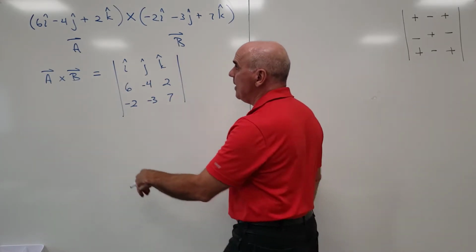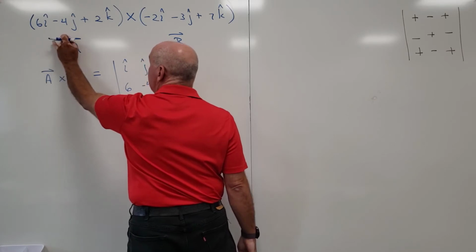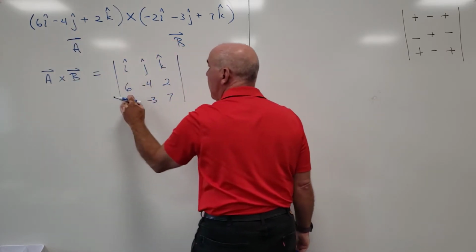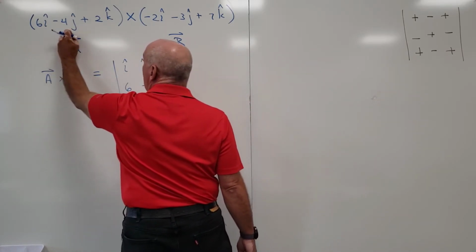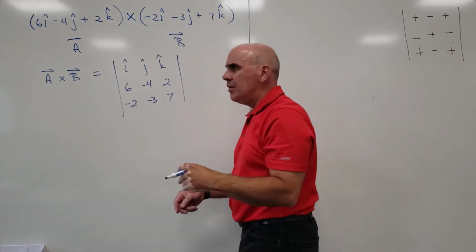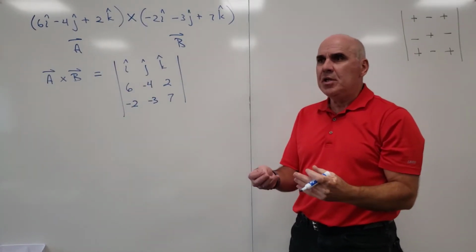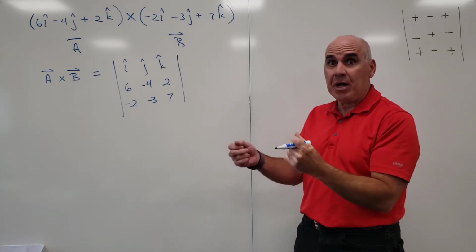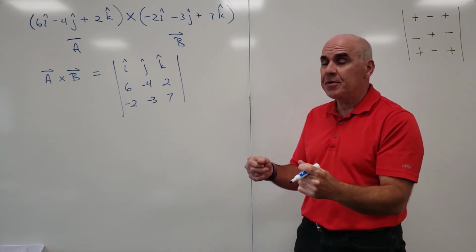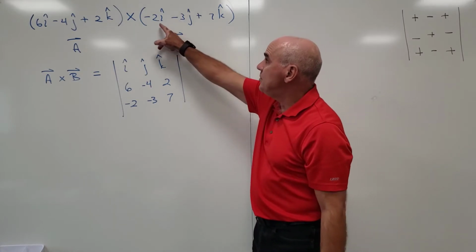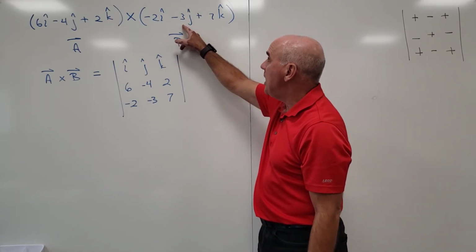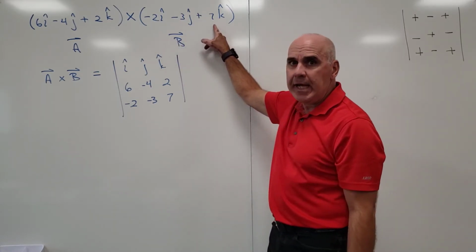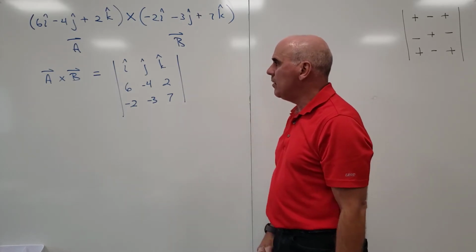So the vector A is 6I hat minus 4J hat plus 2K hat: X component, Y component, Z component. If for some reason your vector is not written in the proper order, you've got to put it in the proper order. And then B is negative 2I hat, negative 3J hat, positive 7K hat. So that goes there.